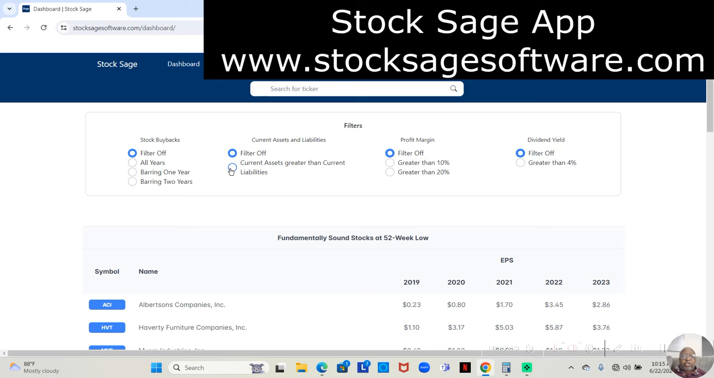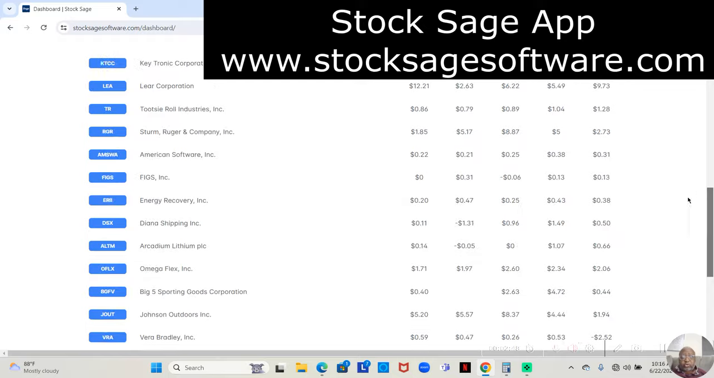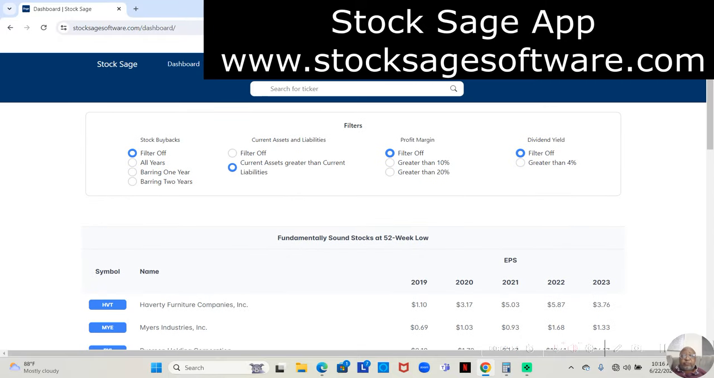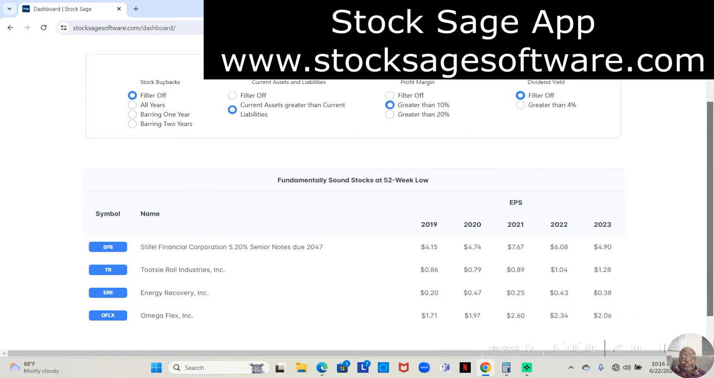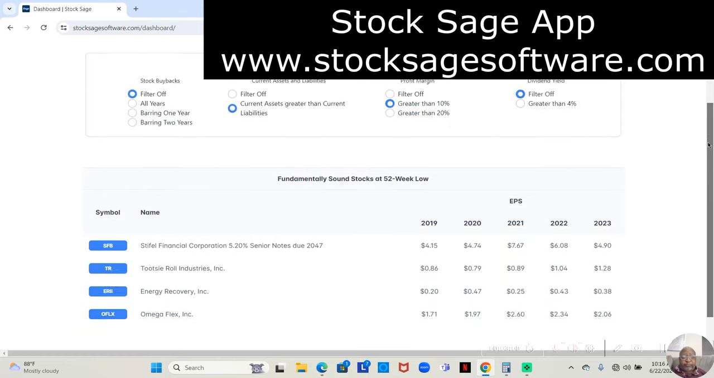So I'm going to say, show me the ones that have current assets greater than current liabilities, because all of them have total assets greater than total liabilities. Now the list gets not much, but a little bit shorter. I'm gonna say, show me the ones that have greater than 10% profit margin on the income statement. Now the list gets considerably smaller. We're down to four companies now.